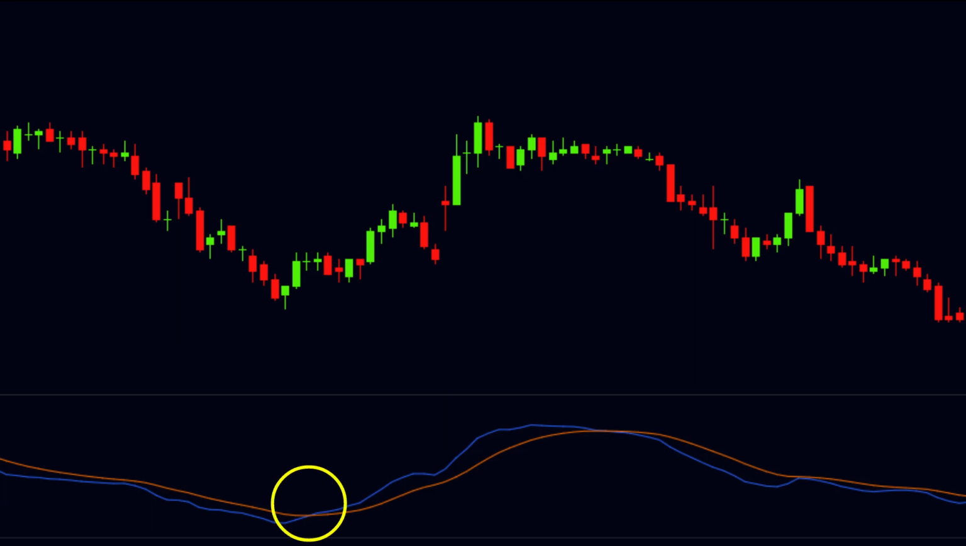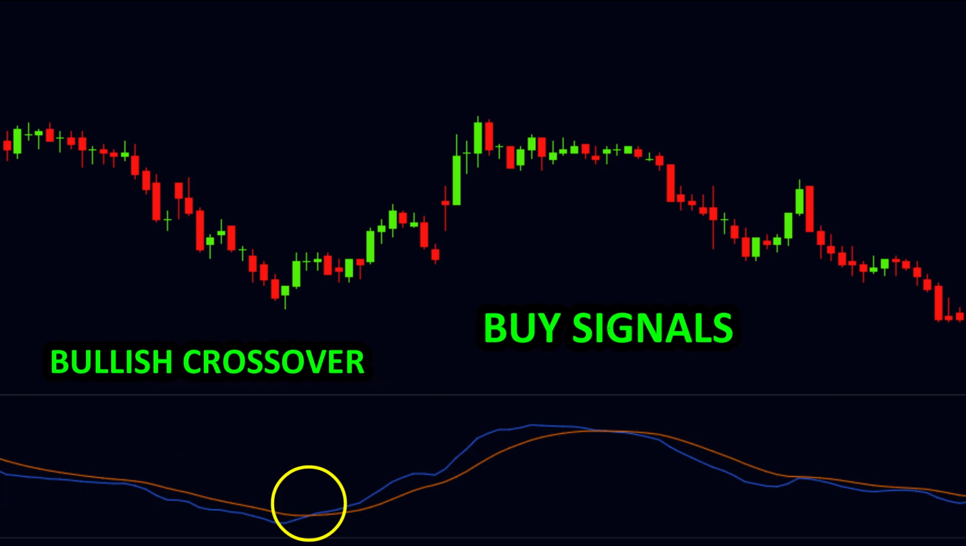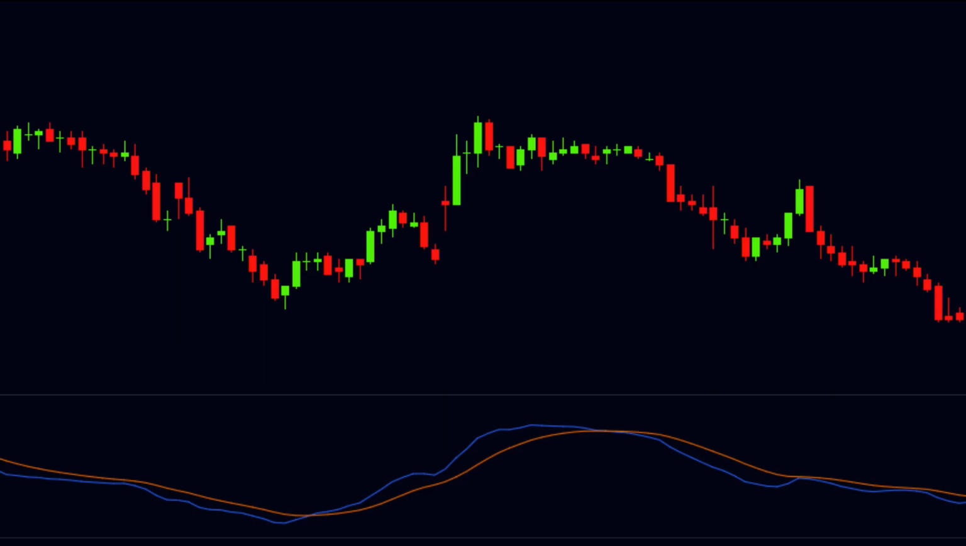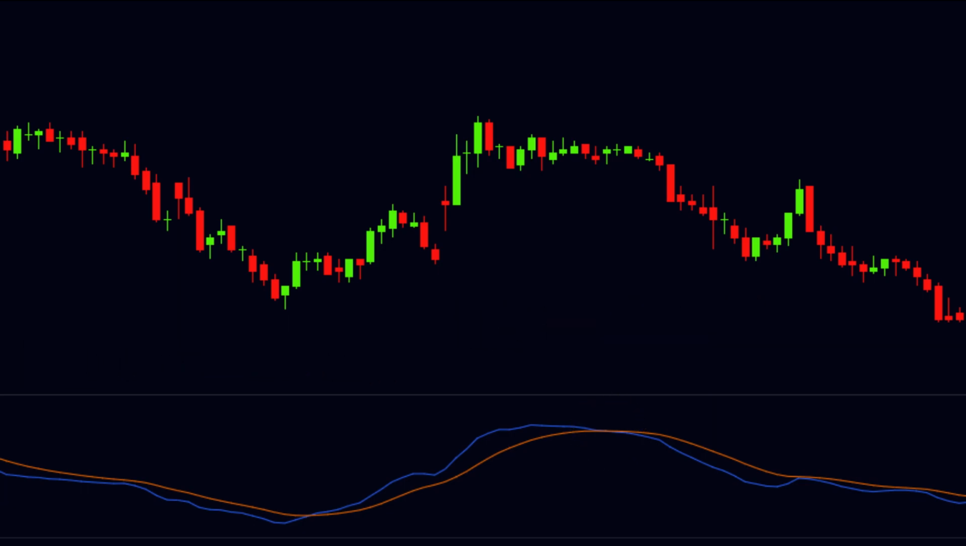When the MACD line crosses over the signal line from downside to upside, it will make a bullish crossover, and during this bullish crossover, we can get the buy signals. Similarly, when the MACD line crosses over the signal line from upside to downside, it will make a bearish crossover, and during this bearish crossover, we can get the sell signals. Thus, according to these crossovers, we will make our buy and sell decisions.